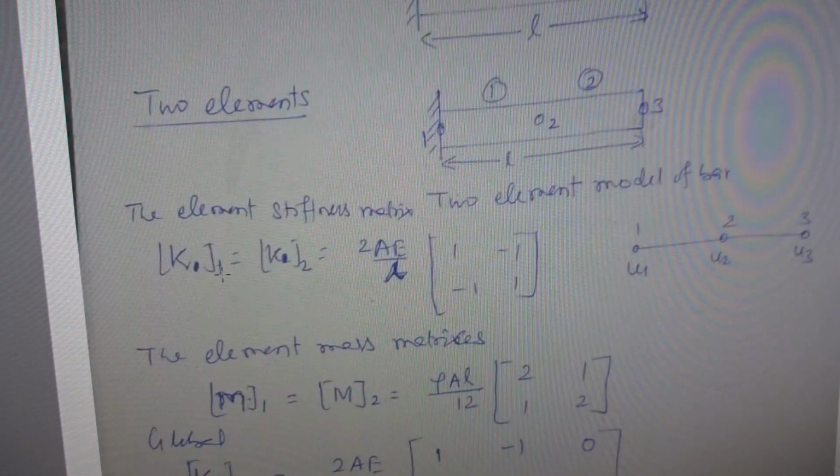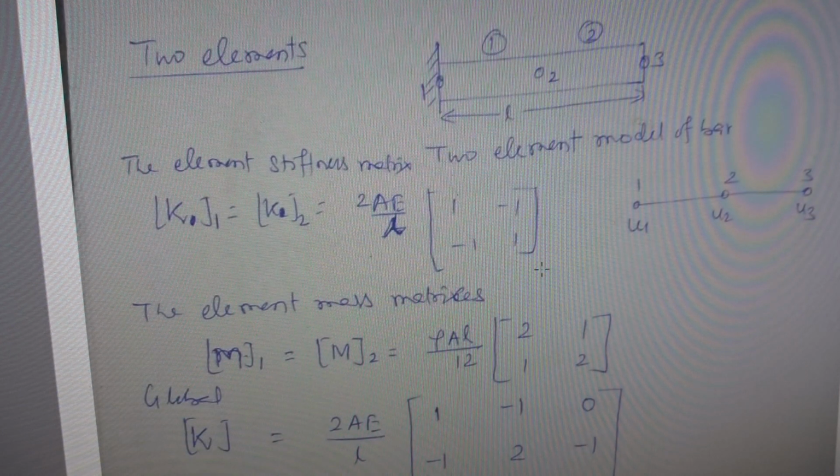So K1 and K2 should be equal, and it is AE by a. Here the element length is L by 2, so it becomes 2AE by L, with 1 -1 -1 1. As usual, you know how to find the stiffness matrix. The new thing here is the mass matrix.